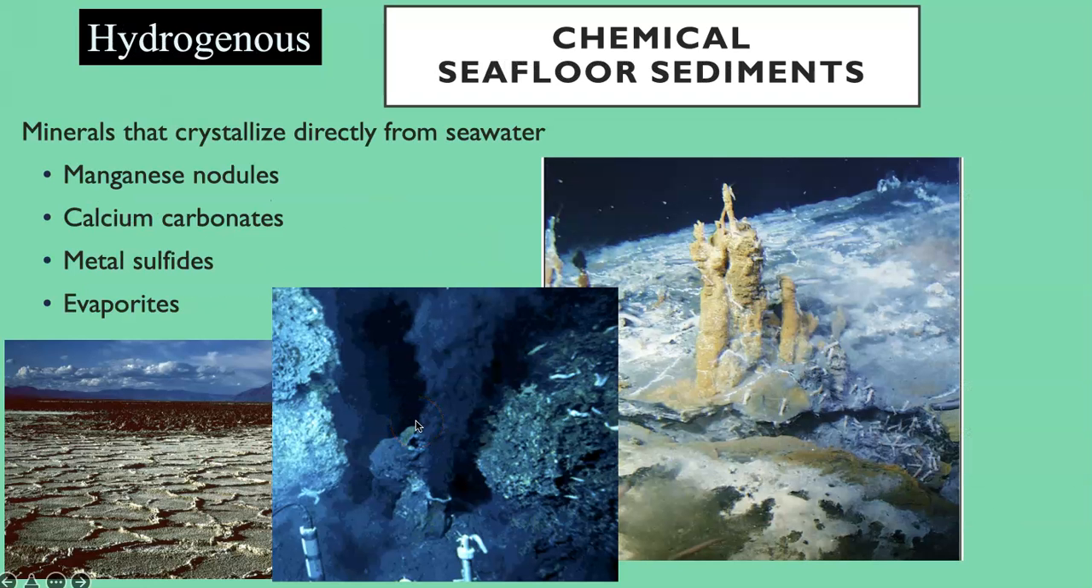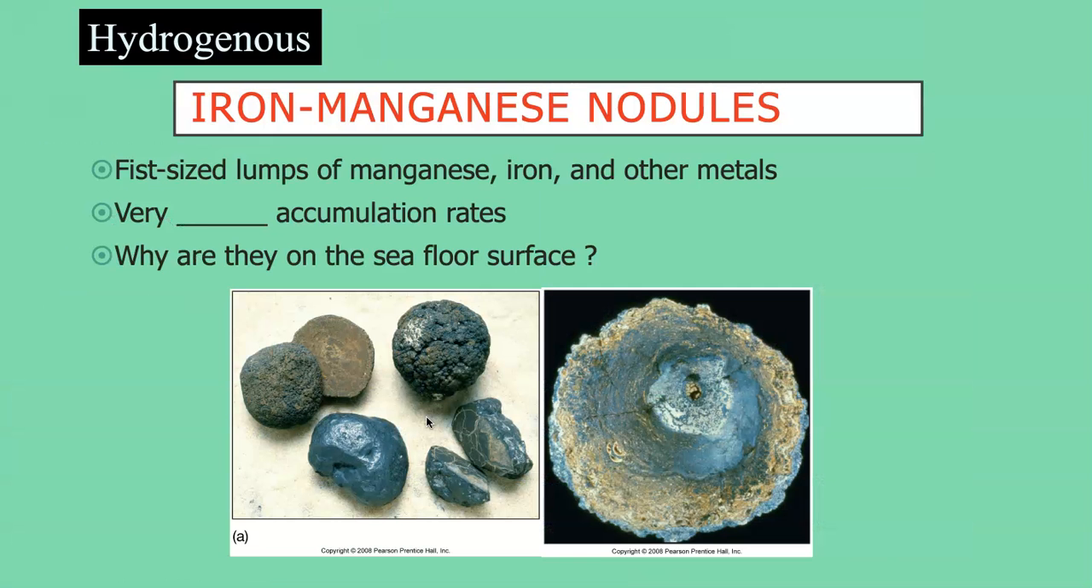Moving on to the third type of sediment are the hydrogenous sediments. These are minerals that crystallize directly from seawater. They include things like manganese nodules, calcium carbonates, which again is a limestone, metal sulfides, evaporites, like if you think of evaporating a large salty lake, you get salts left behind.